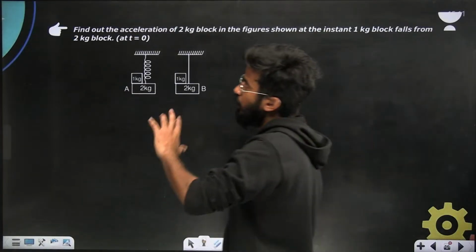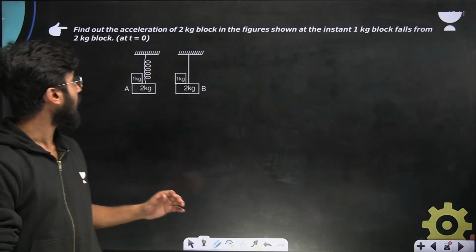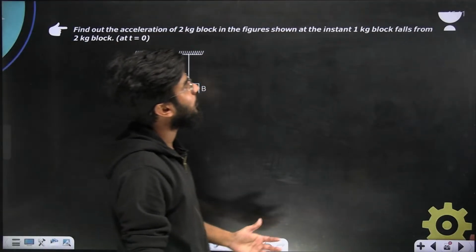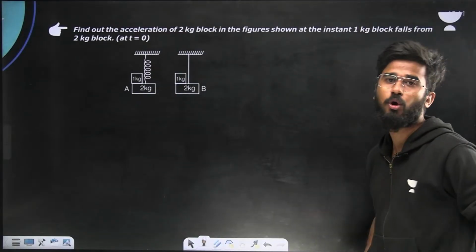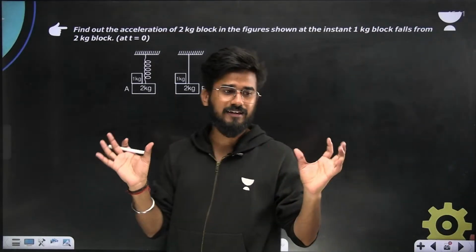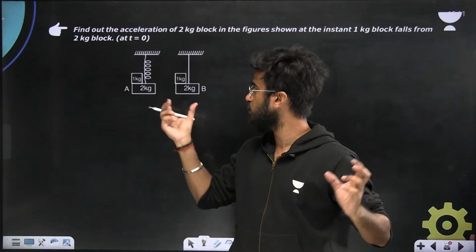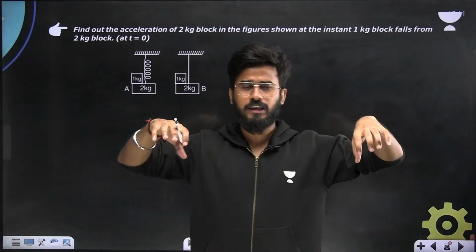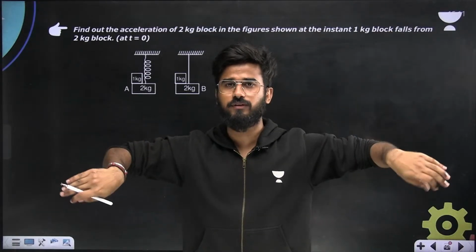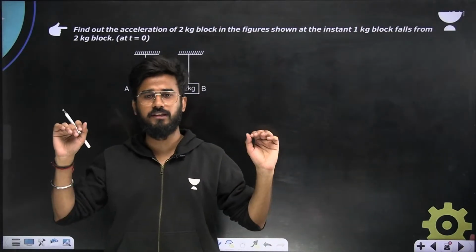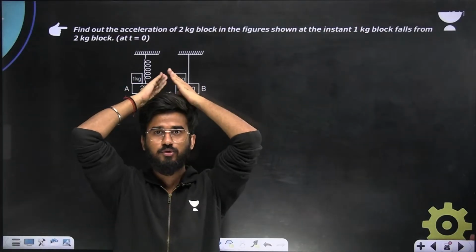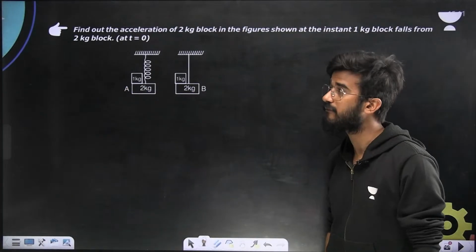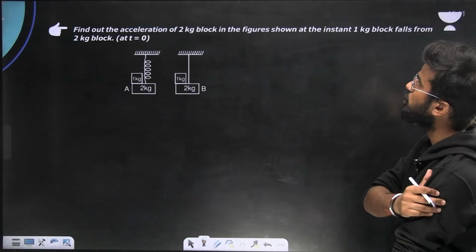So first of all, what is the question saying? Find the acceleration of the 2 kg block in the figure shown at the instant the 1 kg block falls from the 2 kg block. There is a spring and a string, and on the 2 kg block there is a 1 kg block kept on that block. Now we suddenly remove these two things, and you have to find the acceleration of the 2 kg block.